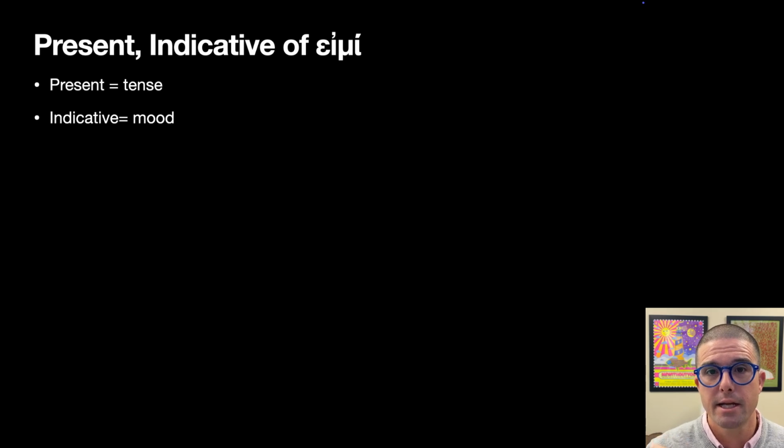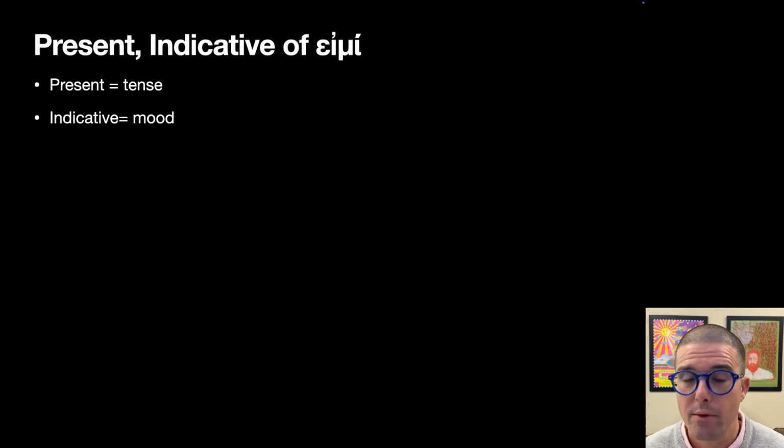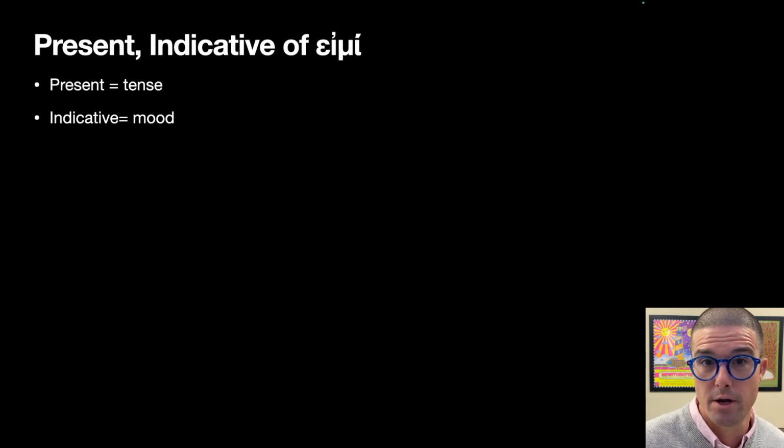But this particular verb, eimi, is a very, very important one because it is the verb of existence, the to be verb. In any language, and learning any language, knowing the forms of the to be verb is very, very important because they are used very, very often. So we're going to introduce this one very early in our Greek journey.